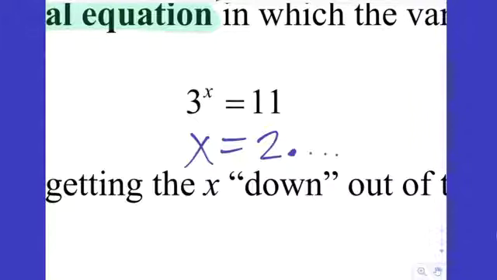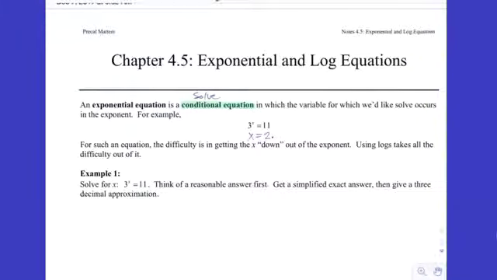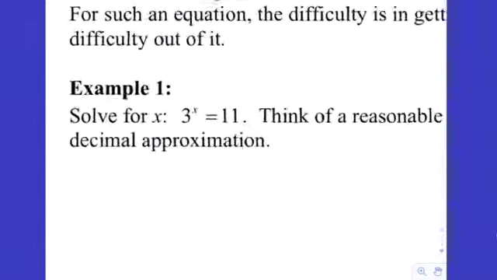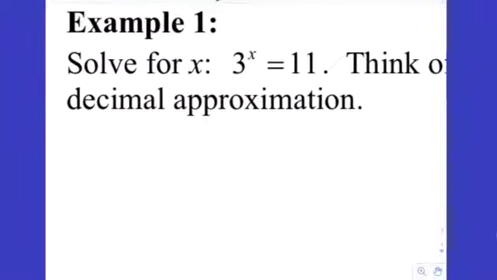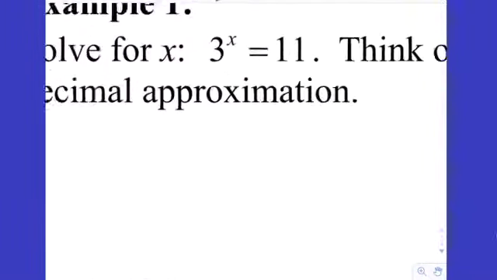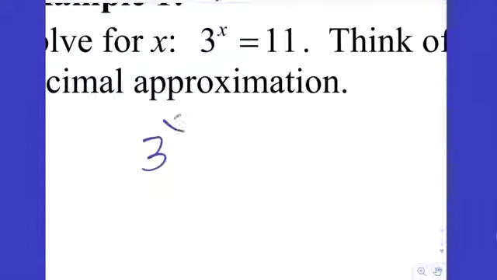All right, and that might be good enough for some people, but we want to get the exact answer, all right? So that's what this section is going to teach us how to do. So let's jump to example 1. Same equation, we want to solve for x. All right, so I'm going to rewrite it down here, which is basically putting it on my workbench.